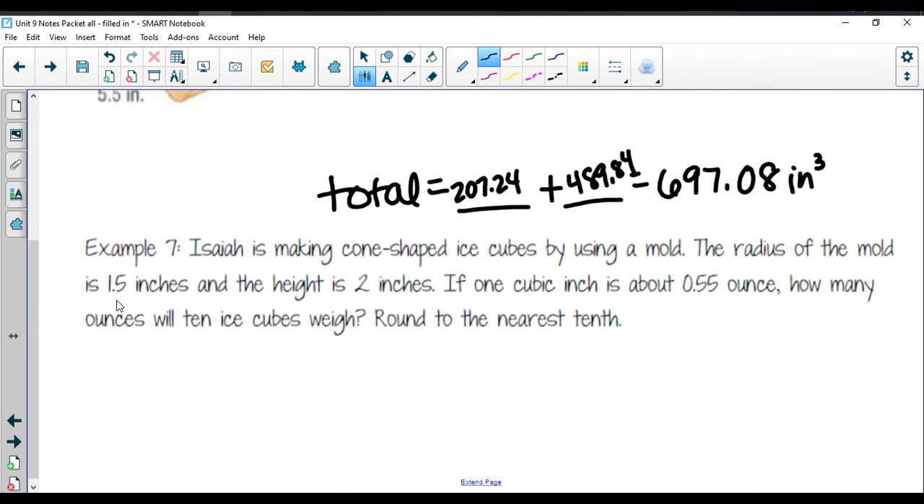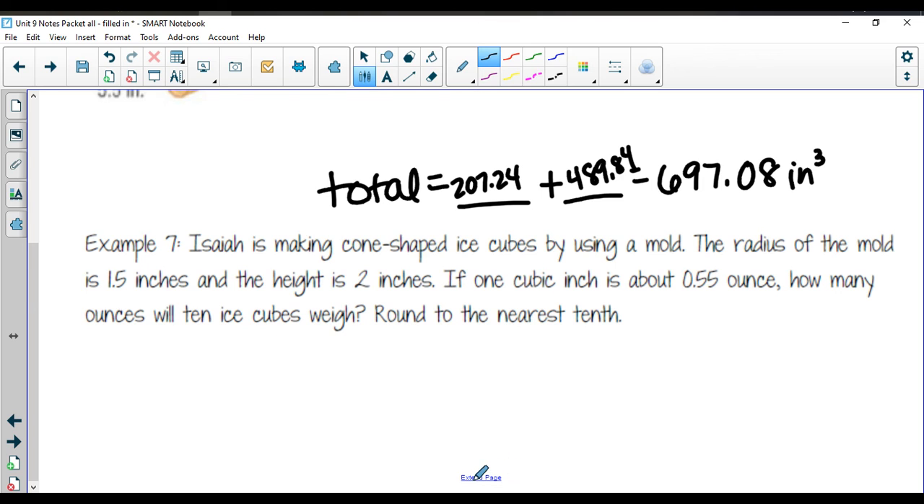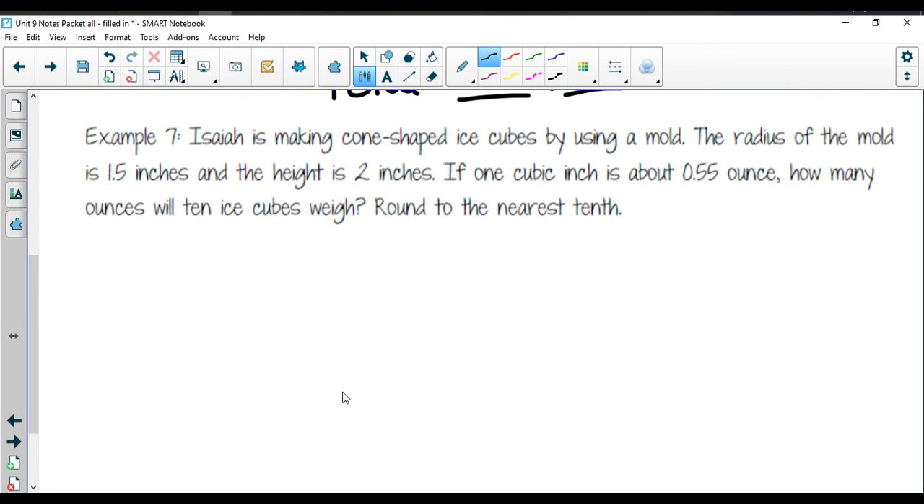In example 7, Isaiah is making cone-shaped ice cubes by using a mold. The radius of the mold is 1.5 inches and the height is 2 inches. 1 cube is about 0.55 ounces. How many ounces will 10 ice cubes weigh? So we're going to figure out the volume of 10 of these cubes. So we have 1/3 pi r squared h, and we're going to put that 10 out front just so we can figure out the volume of 10 of them.